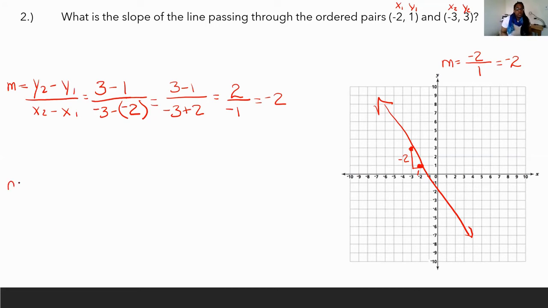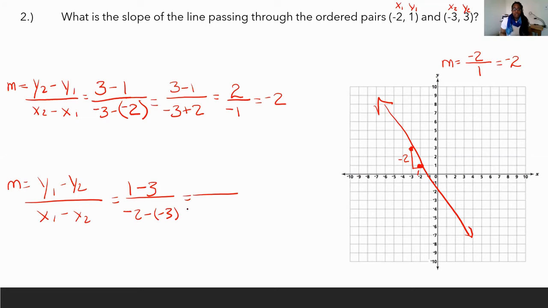If I wanted to switch it around and do my y1 minus my y2 over my x1 minus my x2, my y1 is 1 minus 3, and then you have -2 minus a -3. And we all know that when you have a negative minus a negative, that's going to turn positive. 1 minus 3 gives me -2. And -2 plus 3 gives me 1. So this looks similar to what we did up here, which still gives me -2. All right?